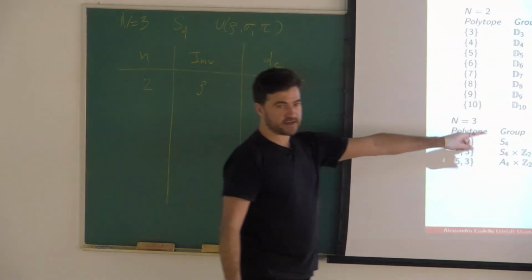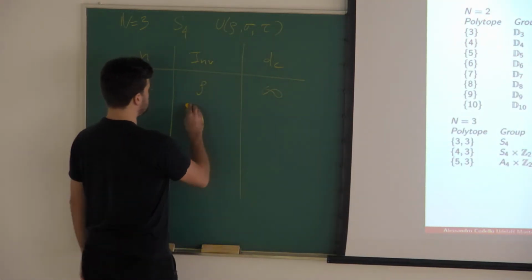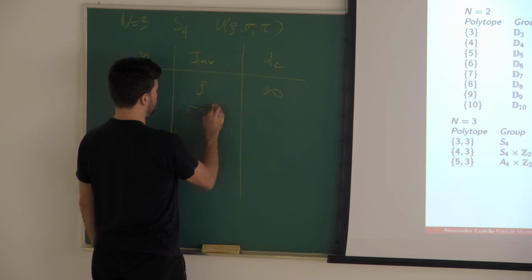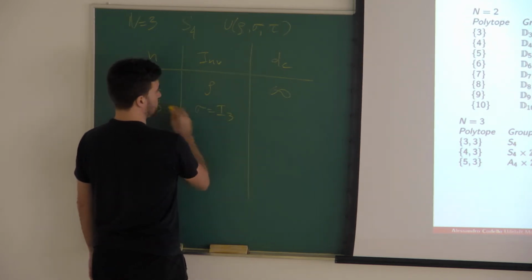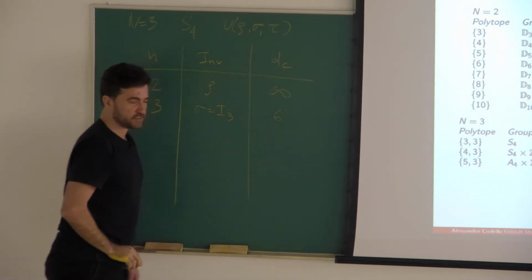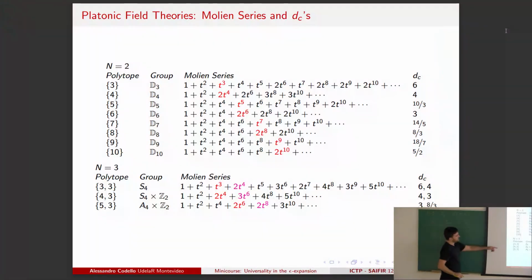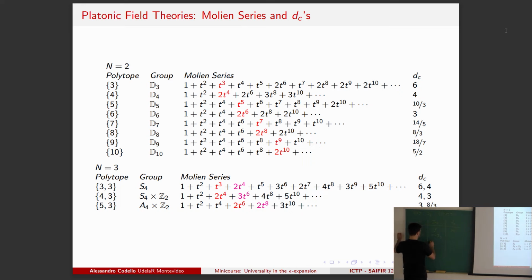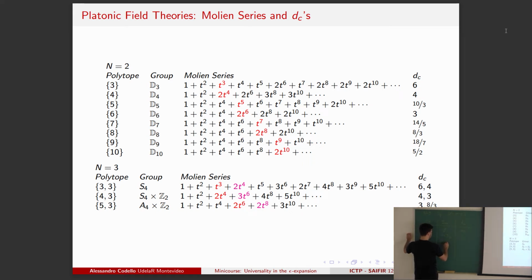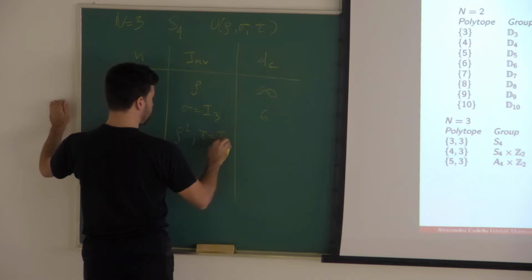There is one invariant of order 3, so there is a sigma equal to I3. So there is an upper critical dimension of 6. It's interesting. You see, there is an invariant. There are 2 invariants of order 4. So there is rho square and tau equals to some I4.